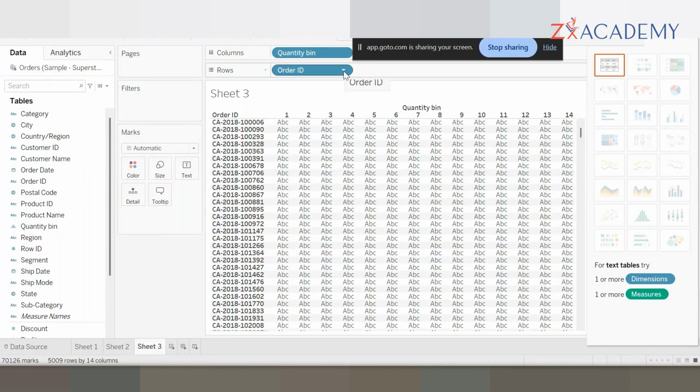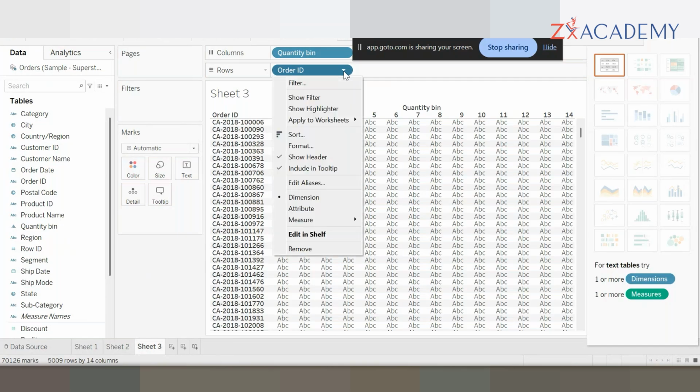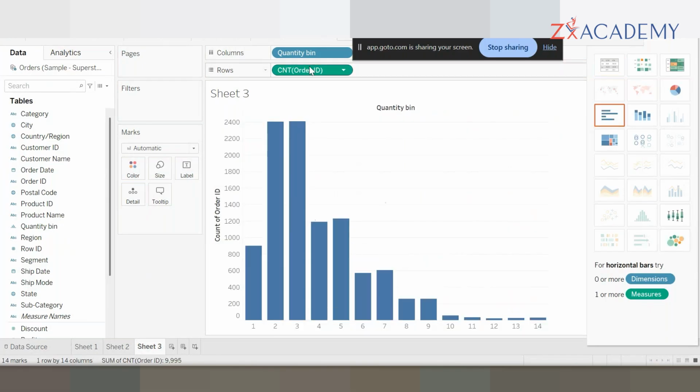I just want to have a summary of this order ID. So I'll just measure this to count. A distinct count is fine. Okay, I'm converting this to a count. So here it says quantity 1 we have 899 orders. Quantity 2 we have 2400 orders. Quantity 3 again 2400 orders.